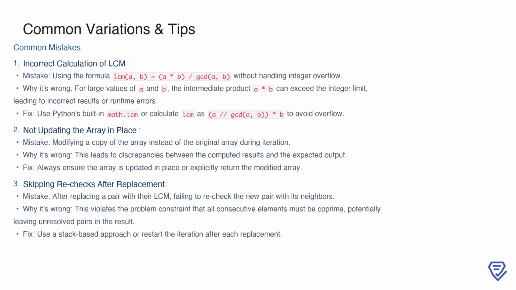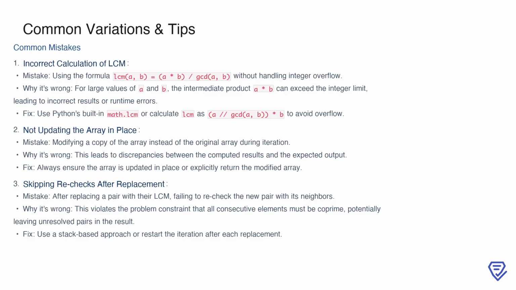Another common mistake is failing to update the array in place. If you modify a copy of the array instead of the original during iteration, it can lead to discrepancies between your computed results and the expected output. Always ensure you're updating the original array or explicitly returning the modified version.